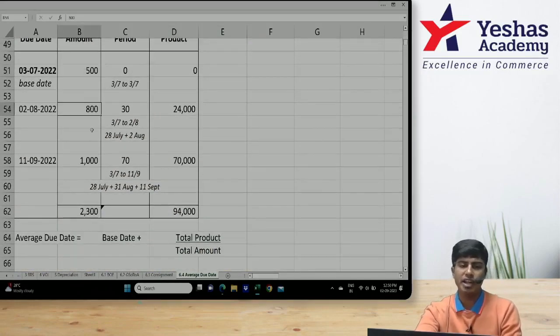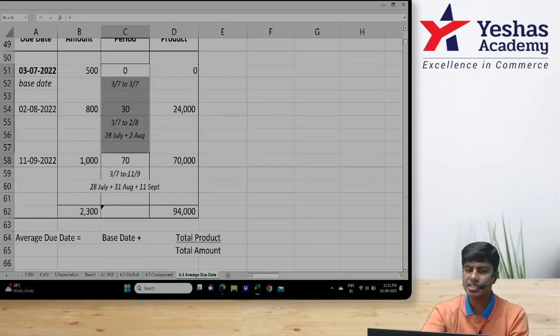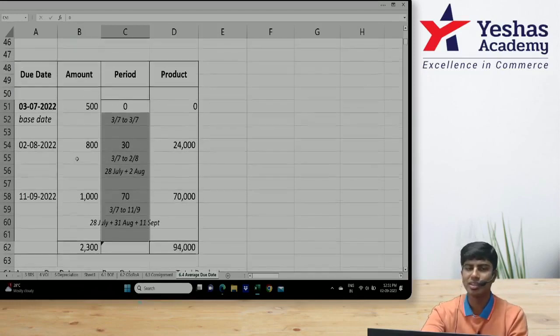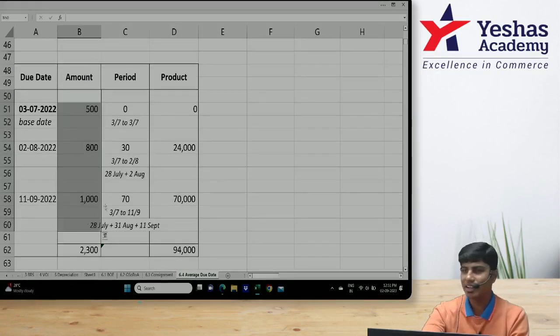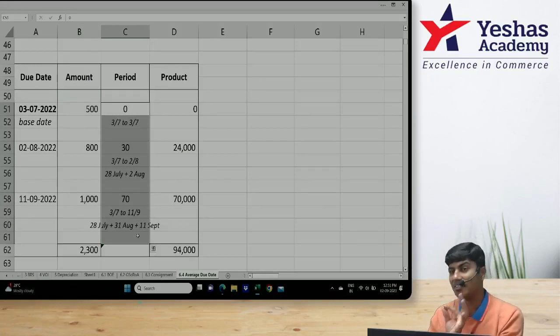See, 500, 800 and 1000. So I do the date multiplied by 500, multiplied by 800, multiplied by 1000, and I get the product. I am again dividing it by 2300. Let us say this is A. Let us say this is B. What we are doing is AB divided by A. A will actually get cancelled, no? A will actually get cancelled, provided amounts are same individually.